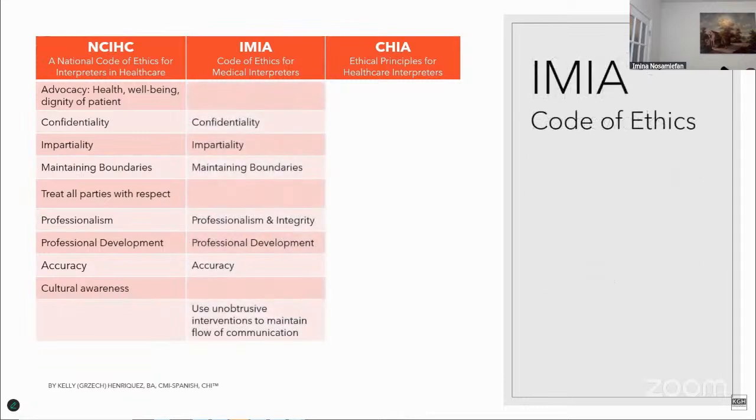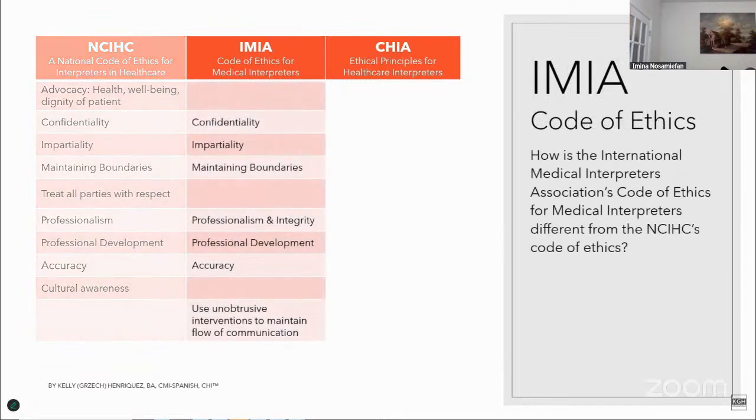The IMIA Code of Ethics has 12 ethical tenets, but a lot of them overlap with other tenets from the NCIHC and CHIA. I'm not going to go through all tenets in order, but I'm going to relate them back to the categories we've established thus far with NCIHC. So confidentiality, of course, we have that. It's important to note that we don't have anything that talks about the health, well-being, and dignity of the patient. We have impartiality. We do have don't interpret for family or close personal relationships, don't interject personal opinions. That's in line with impartiality.